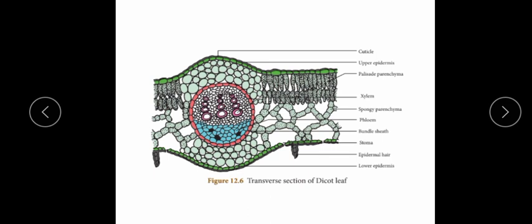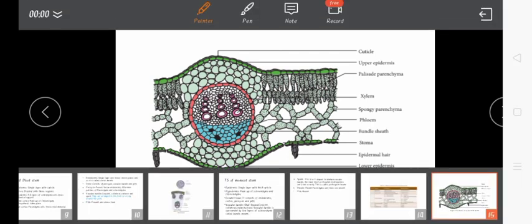Depending upon the cuticle layer only, the leaves get their protection. In some leaves it is thick in nature, in some leaves it is very thin. It offers protection, nothing else. Let's talk about this upper epidermis. It is an outermost layer, and you can see one single layer. Are you able to see one single layer?